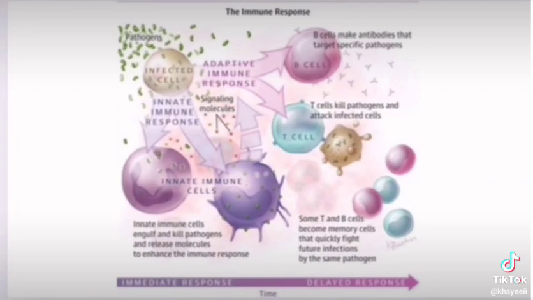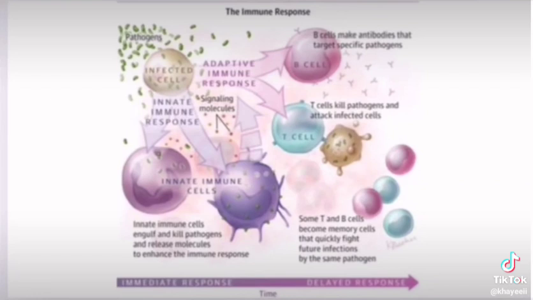Now, let's talk about the B cells. B cells make antibodies that target specific pathogens, while the T cells kill pathogens and attack infected cells. Some T and B cells become memory cells that quickly fight future infections by the same pathogen. The innate immune cells engulf and kill pathogens and release molecules to enhance the immune response.